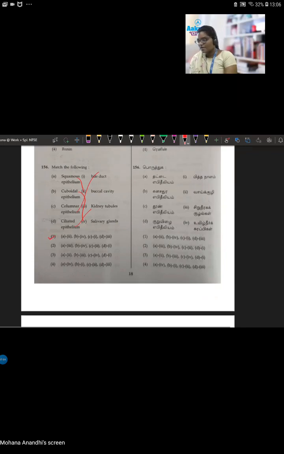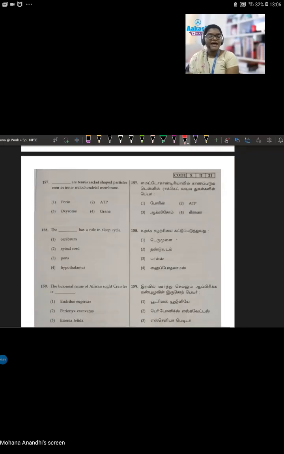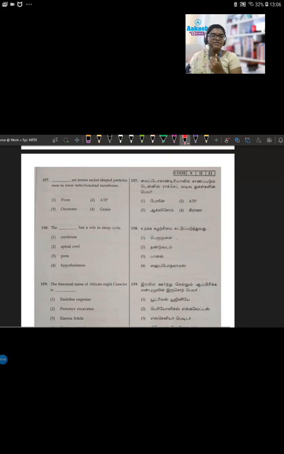And 157, dash, the tennis racket shaped particles seen in the inner mitochondrial membrane. We have an outer membrane and an inner membrane. The infoldings are called cristae. And over those cristae, if you zoom in, we have attached particles. What are these? Tennis racket-like structures present over there.